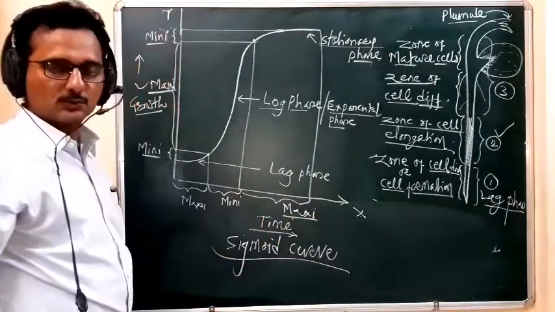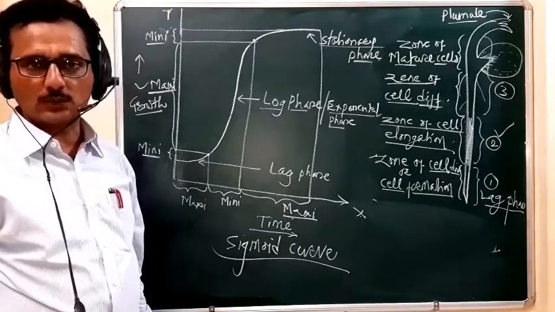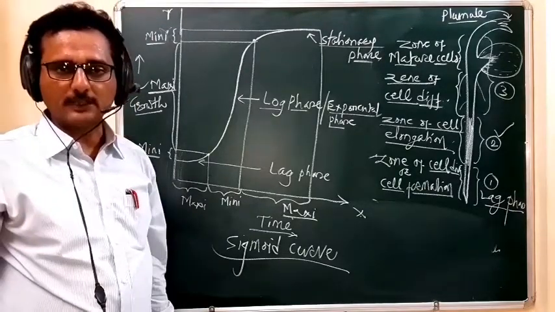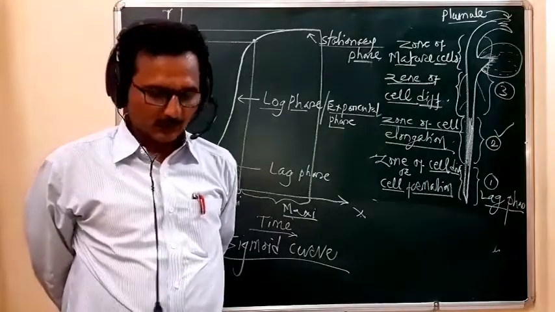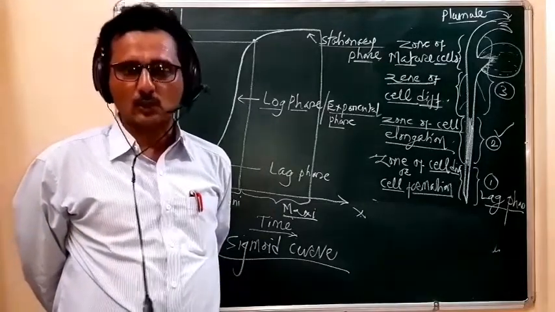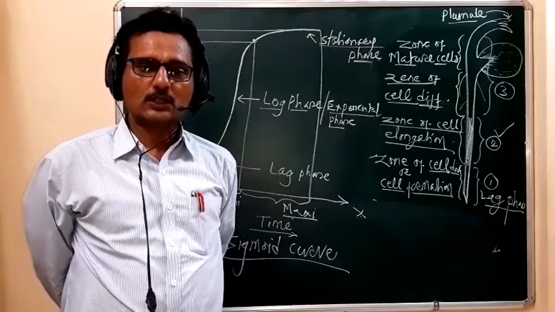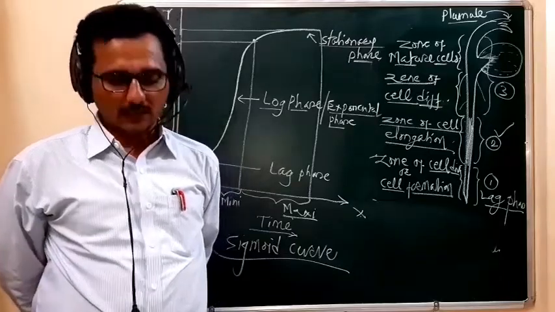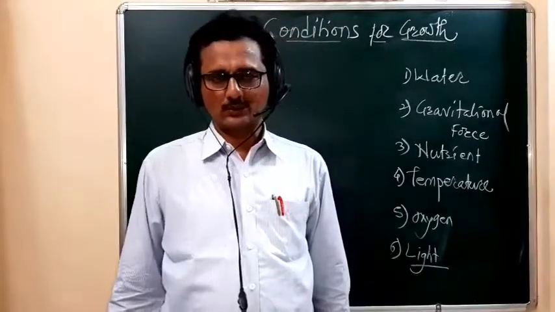So remember, students, these are the various phases of growth, and we have to represent that growth graphically. It shows the typical sigmoid growth curve, and with the help of that curve we saw the growth with respect to time requirement. Now we will see about the conditions of growth.